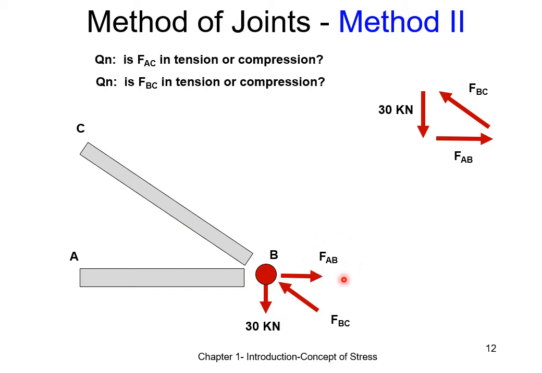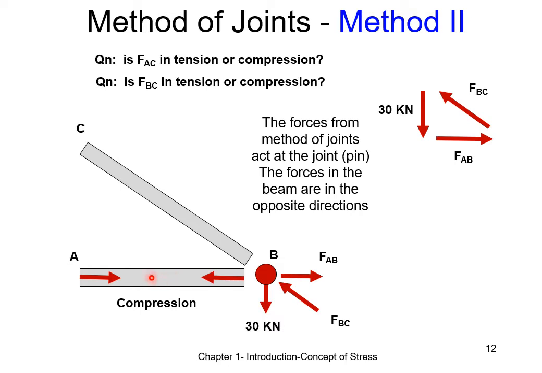Just by looking at the direction of FAB, you may think that FAB itself is in tension. However, the forces from the method of joints act at the joint, on the pin. The forces in the beam are in the opposite direction due to equal and opposite reaction forces between the rod as well as the pin. As such, the stresses in AB will be in compression. Likewise, for BC, the direction of forces will be opposite to that acting on the pin, and BC will be in tension.